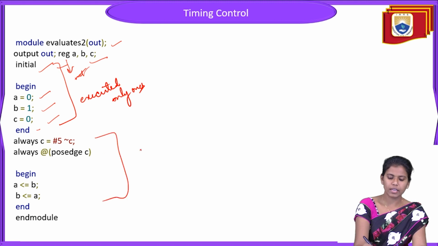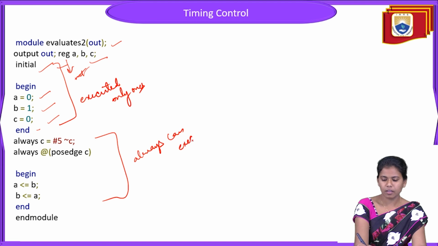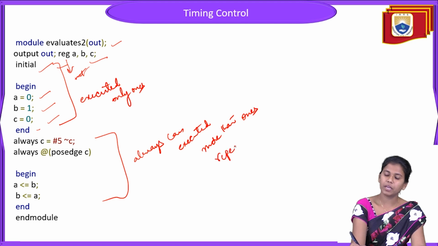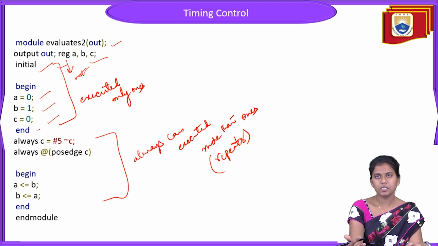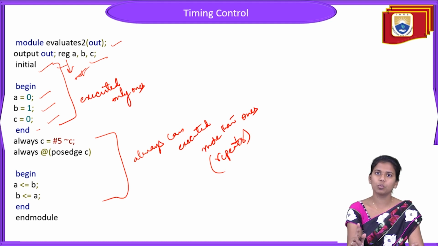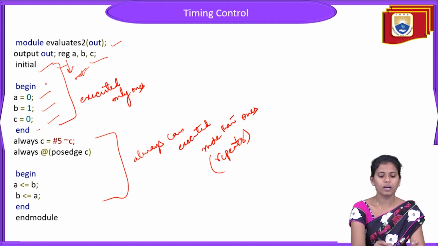whereas always can execute more than once. It can repeat. Repetition will be observed when it comes to the always block, whereas the initial block only executes one time. So here, initializing begins with respect to inputs A, B, C as 0, 1, 0, and I'm just ending.